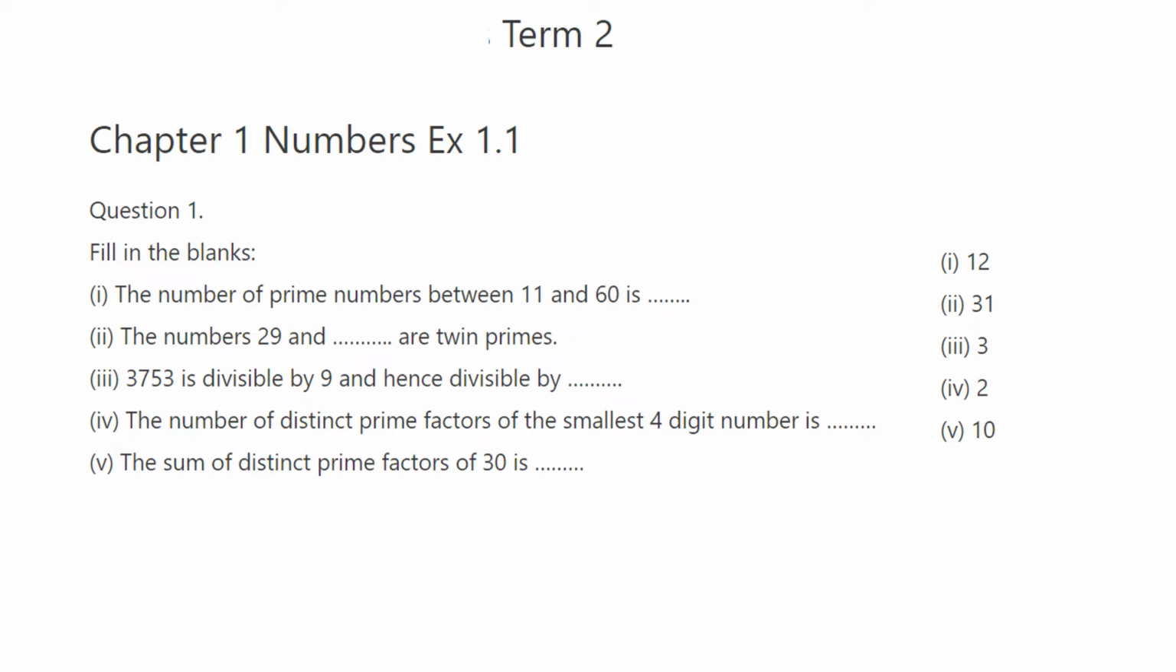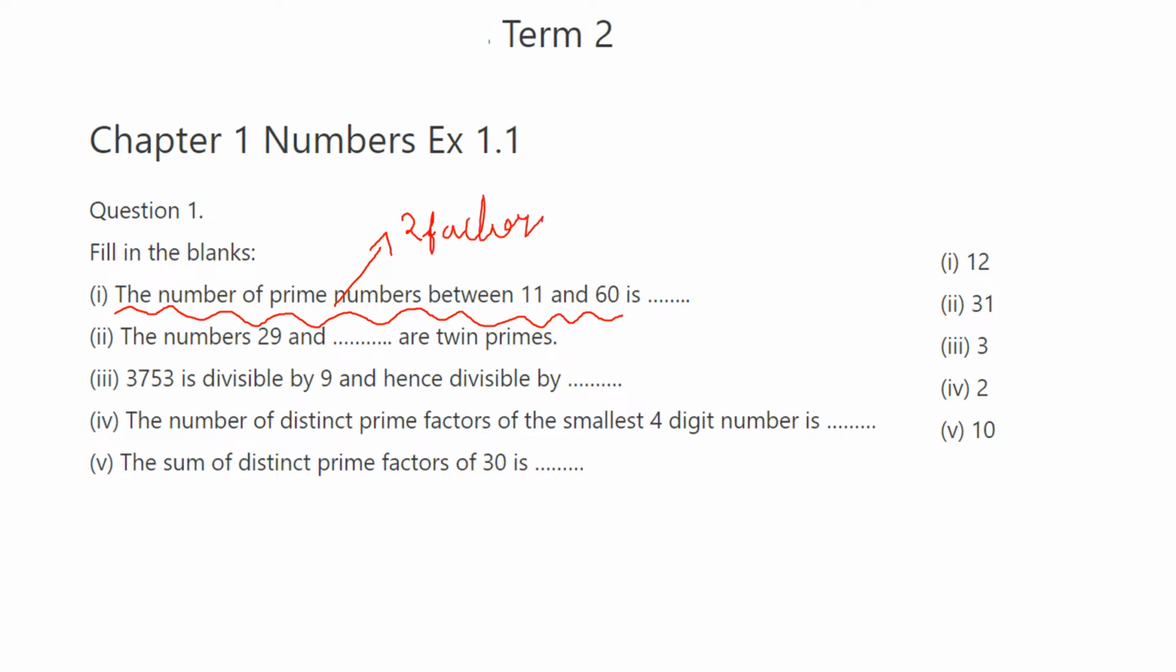Students, today we are going to discuss term 2 exercise 1.1 sums. Fill in the blanks. The number of prime numbers between 11 and 60. First, what is a prime number? The number having only two factors. That is the prime number.